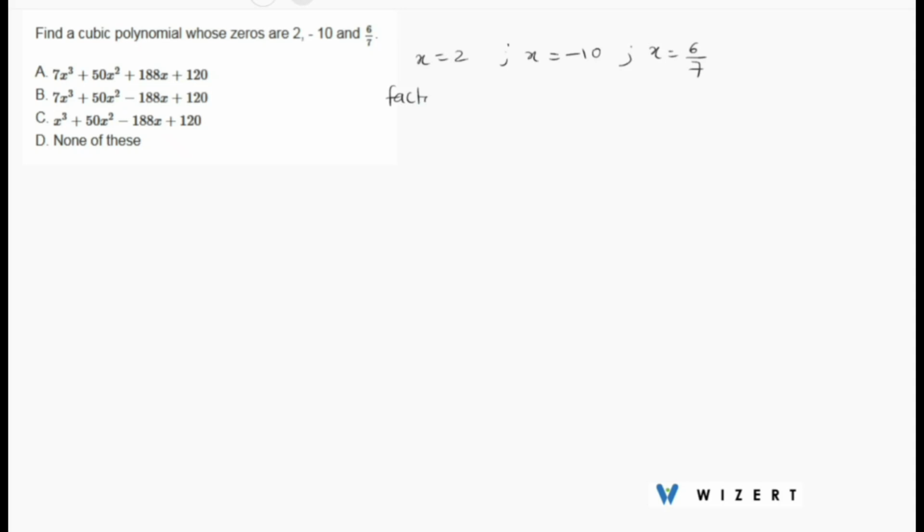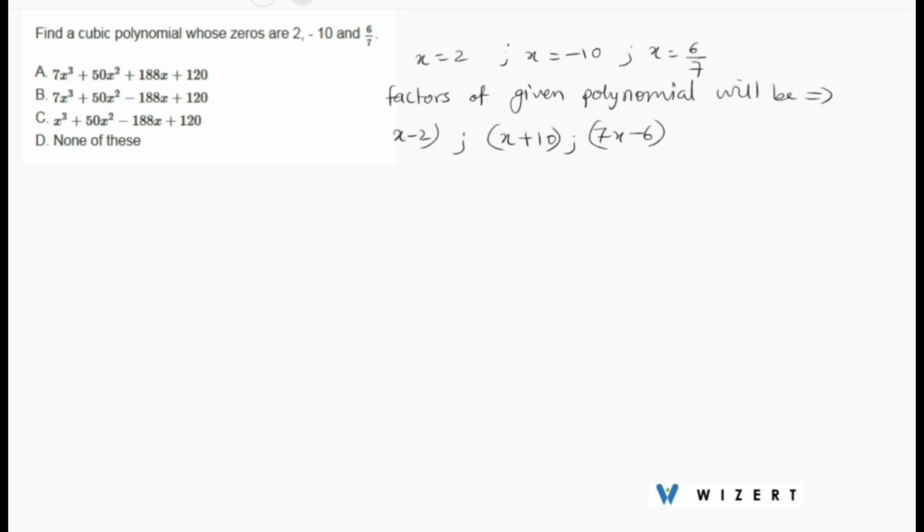the factors of the given polynomial will be like this: x minus 2 equal to 0, x minus 2, x plus 10 and 7x minus 6, by factor theorem. Therefore, what we can say is we can construct the given polynomial.